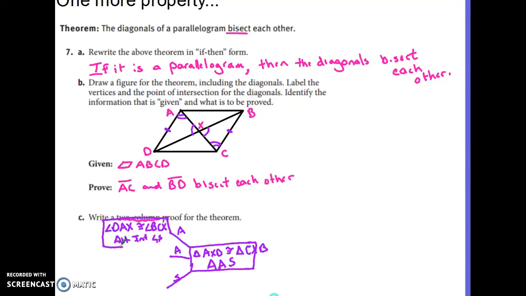Okay. And by the way, if they're alternate interior angles, should they have a box in front of them? Yeah, absolutely. Okay, so let's make sure we have something like AD is parallel to BC and a given. Good.